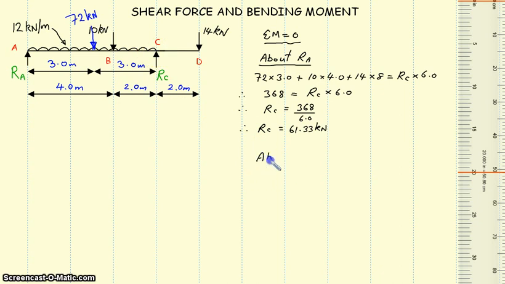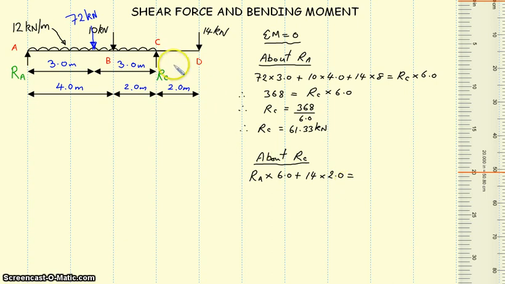Once we have that completed, we then switch our pivoting point over to the reaction at C, and we take moments about the reaction at C. We do likewise as we did before. We take clockwise first and then equals anti-clockwise. So obviously the first thing we've got to look at is what is going to spin us in a clockwise direction around this point at RC. We've got RA times 6 meters, plus we have the 14 also going in a clockwise direction times 2, and that is all the clockwise we have.